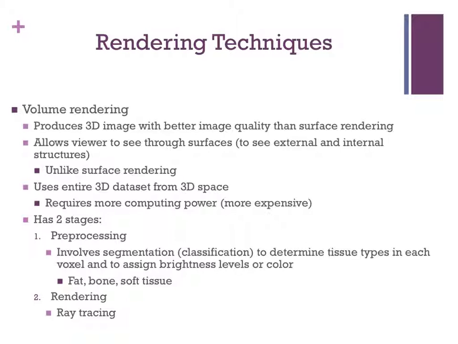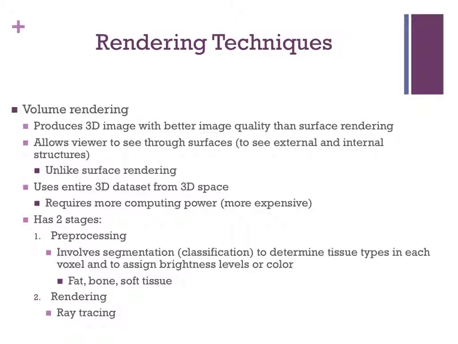Volume rendering is more sophisticated and it produces 3D images that have a better image quality and provides more information compared with surface rendering techniques. Volume rendering uses the entire 3D data set, remember, and that is what requires more computing power and makes it more expensive than surface rendering. It involves two steps: pre-processing, which involves segmentation or classification, to determine the tissue types contained in each voxel and to assign different brightness levels or color. Three tissue types are used for voxel classification, and these are bone, fat, and soft tissue.